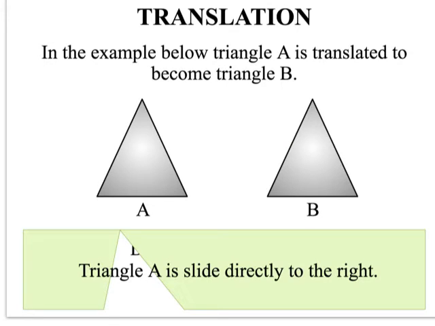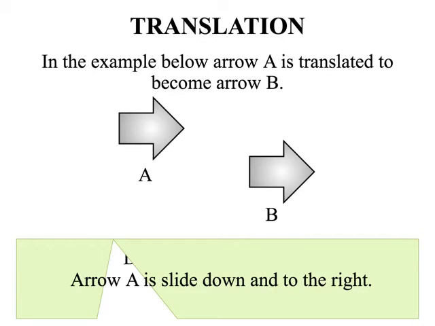Here we go from triangle A to triangle B. All we did was slide it over to the right. Here the translation from A to B went to the right, and it also went down. So you could think about going right and then down, or you can think about going diagonally down to the right. You're allowed to do two different directions for a translation.